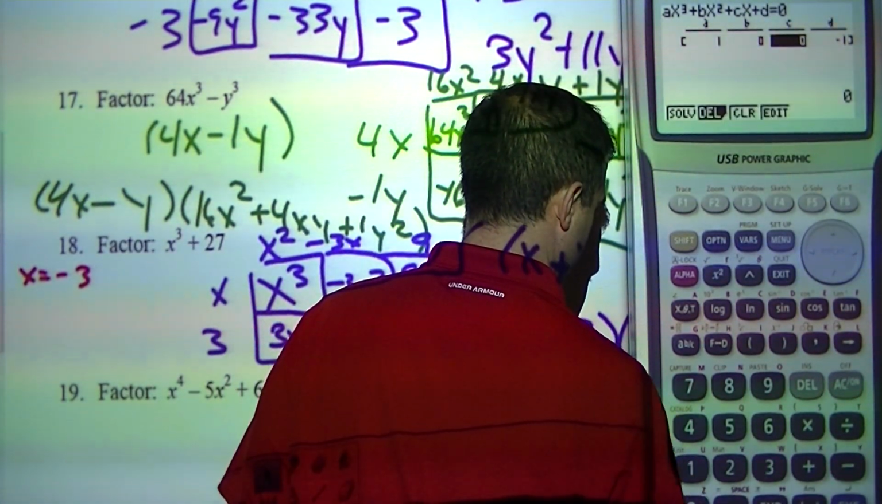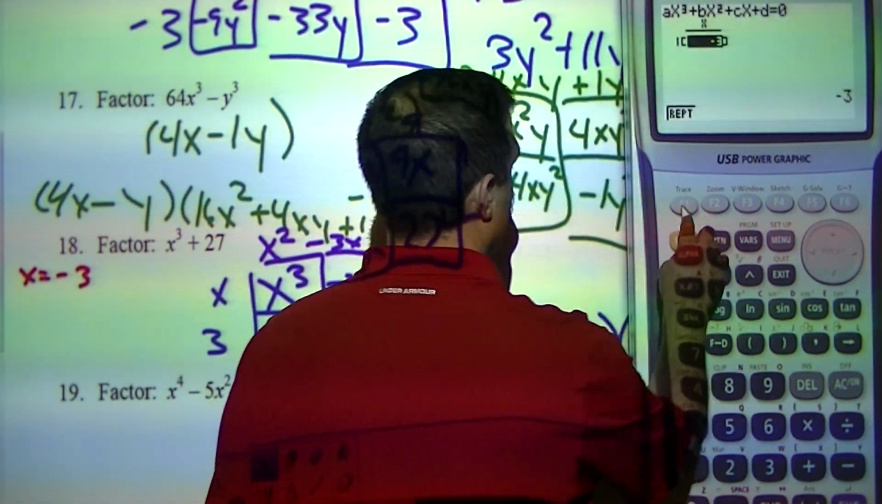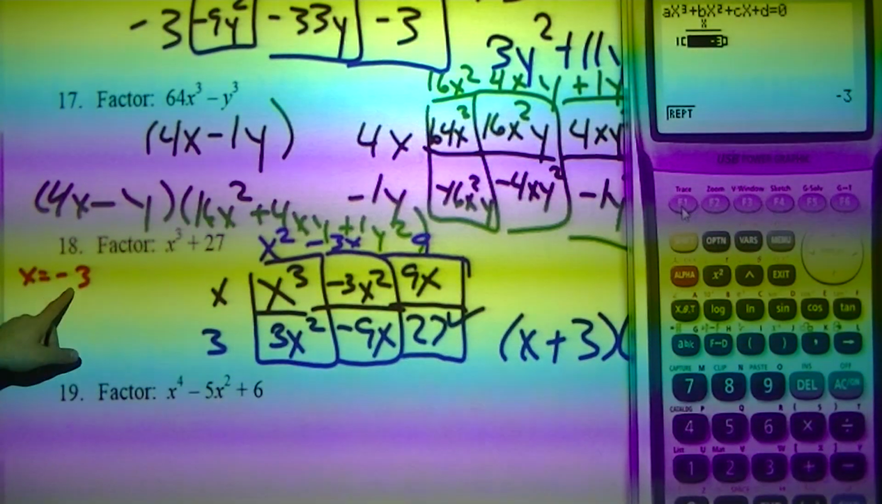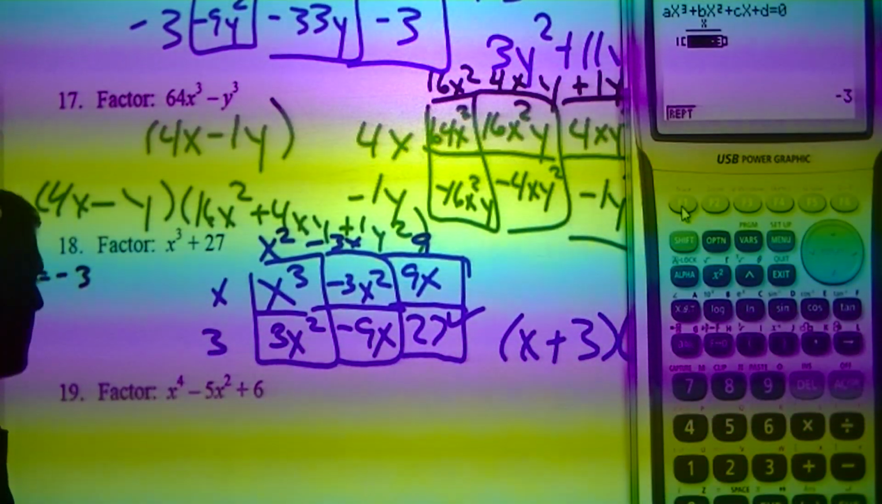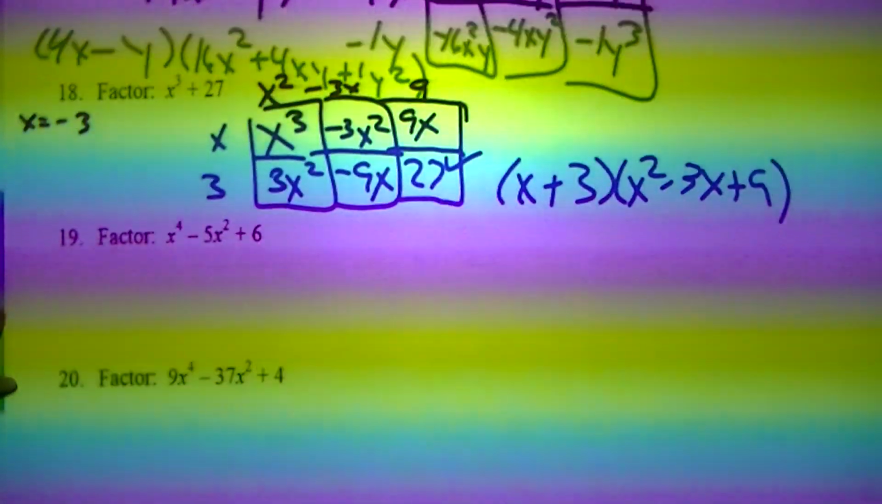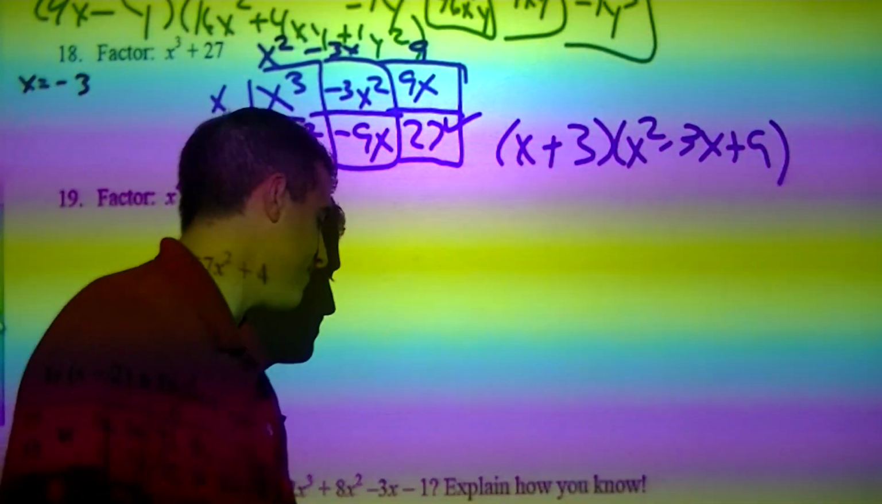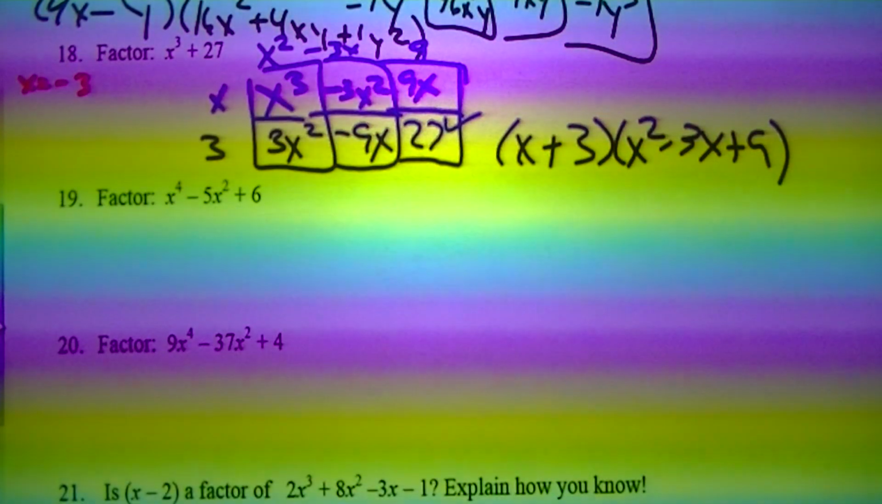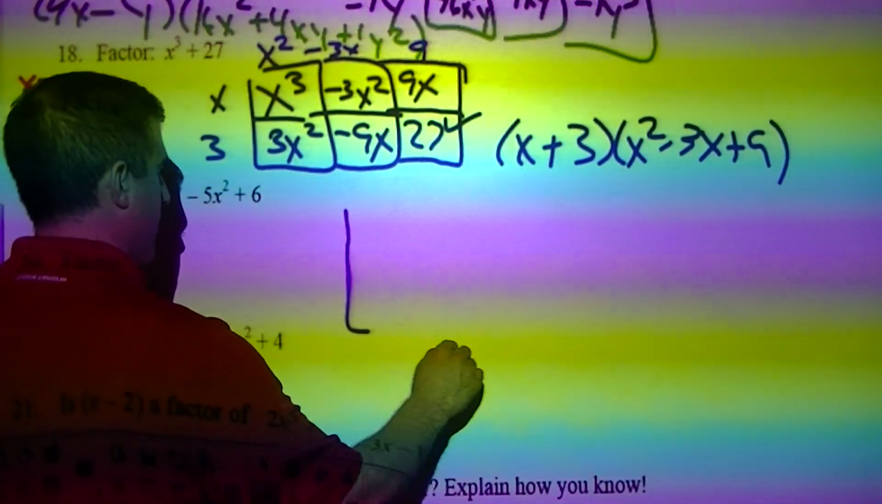So on that one, you could have also used the calculator there, and I could have put 1, 0, 0, 27. As you see, that was x, that's negative 3 for a solution, which means my factor is going to be x plus 3. So that's one way to do it. Number 19, I've got x to the 4th.